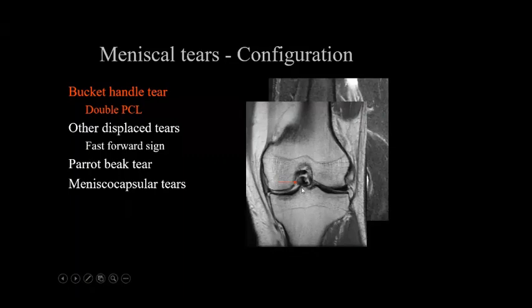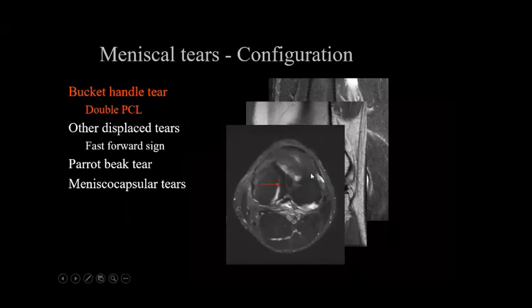As we see in this patient, we see a double PCL sign because of the bucket handle fragment in the intercondylar notch. And also on the axial plane, you can still see that displaced bucket handle fragment in the intercondylar notch.